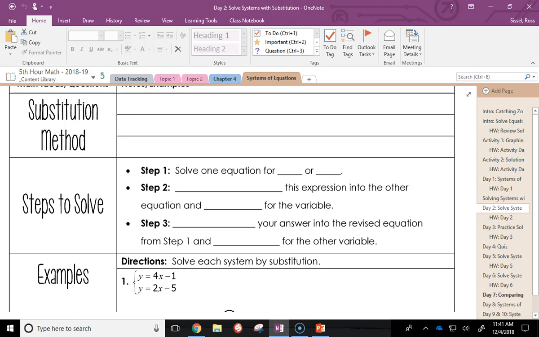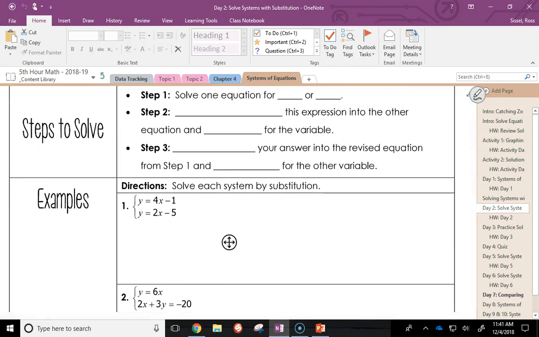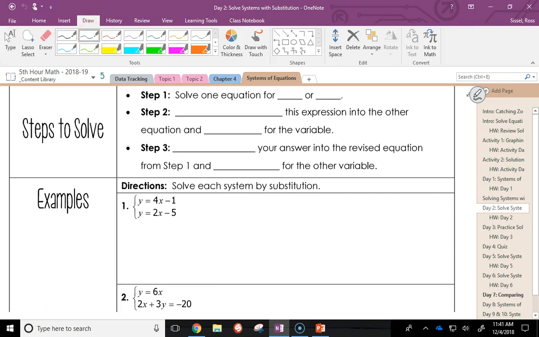So we did graphing, now substitution. So the steps to solve by substitution. Step 1, we need to take the equation and solve one equation for x or for y. Meaning, when we have the equation, like up on the board, I have 2x plus 4y equals 15. We want to solve that either for x, so we get x equals, or I want to solve it for y, so I get y equals. Yeah? So step 1 is to make sure we do that.